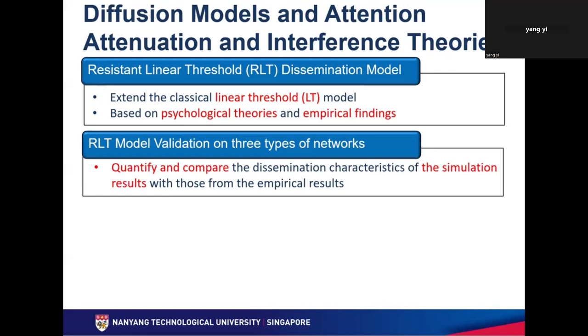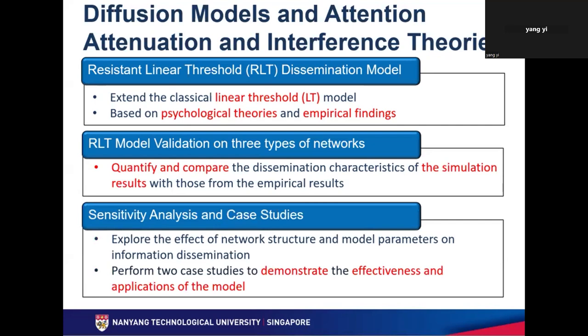So they generate a set of simulation results using the RLT model and compare them with the existing results, and such a comparison needs a metric. The metric is related to the dissemination characteristics. They also conduct several sensitivity analyses and case studies, and especially they perform two case studies to demonstrate the effectiveness of this model. Now I'm going to introduce the case study they conducted.